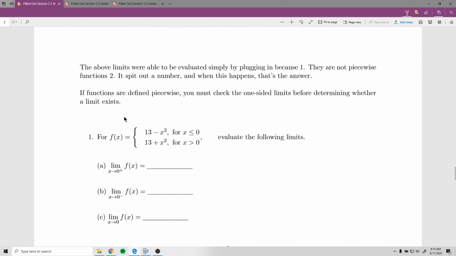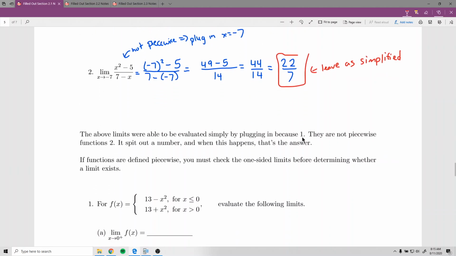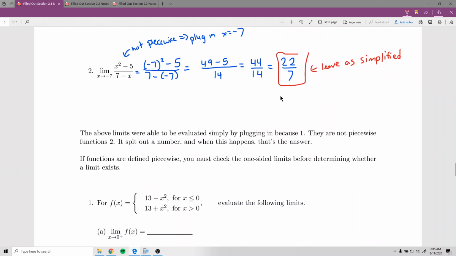Right, so the above limits were able to be evaluated simply by plugging in because they are not piecewise functions. That's the main thing to know to plug it in at the beginning. And the other thing is that it spits out a number. Right, so we'll see in examples below, we might have a 0 on the bottom, and we know dividing by 0 is bad. So that's the point here. When I say spits out a number, it's not dividing by 0.